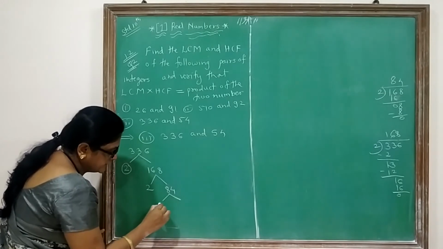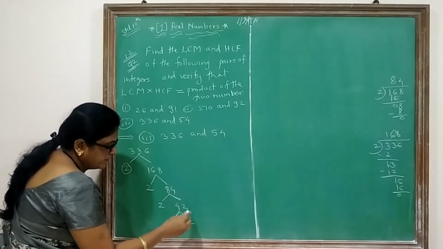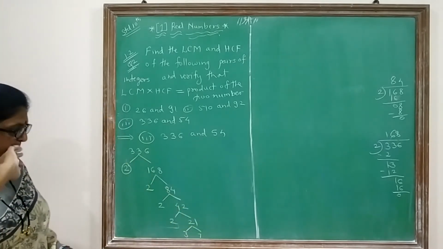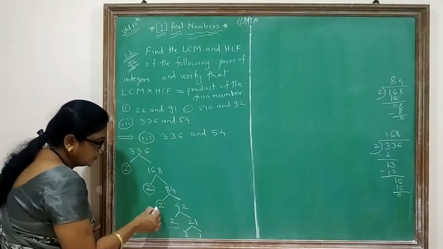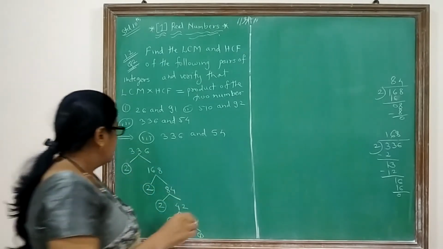Again same condition. 2 fours are 8. 2 twos are 4. Then 2 twos are 4, then 2 ones are 2, 3 sevens are 21, and 7 is a prime number, means your prime factors are 2, 2, 2, 2, 3, 7. They are your prime factors.